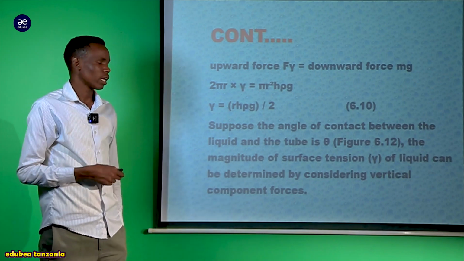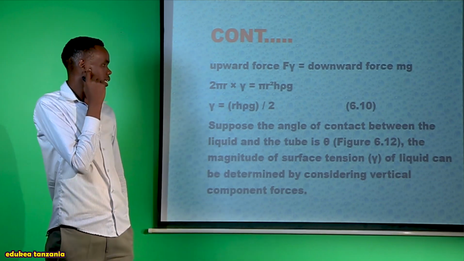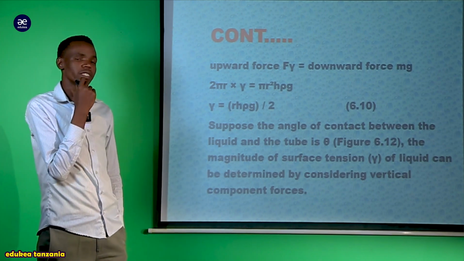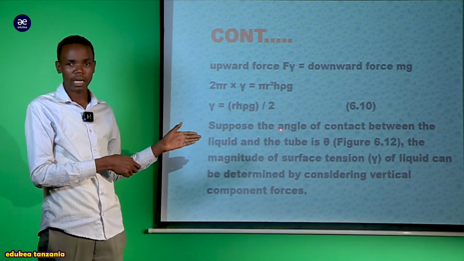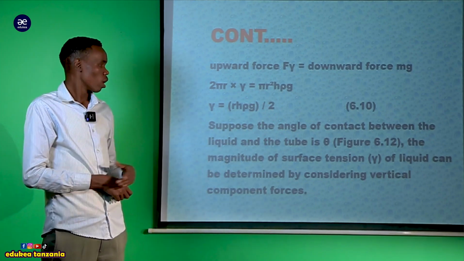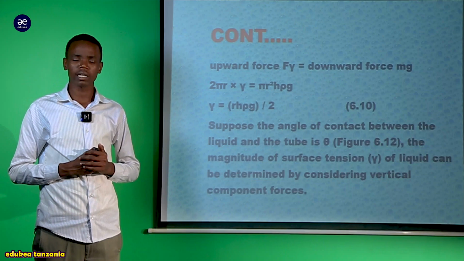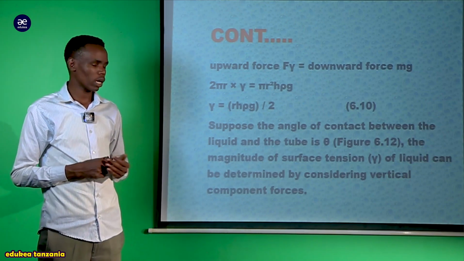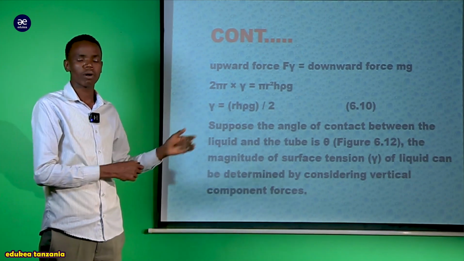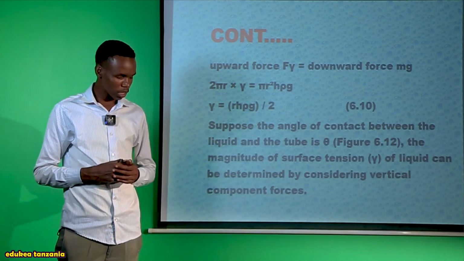Now we are supposed to make the surface tension the subject here. If we make the surface tension the subject, we should obtain that surface tension must be equal to r h density g divided by 2, where this r represents the radius of the liquid column, this h represents the height of the liquid column, this symbol represents the density, and this one represents the acceleration due to gravity.